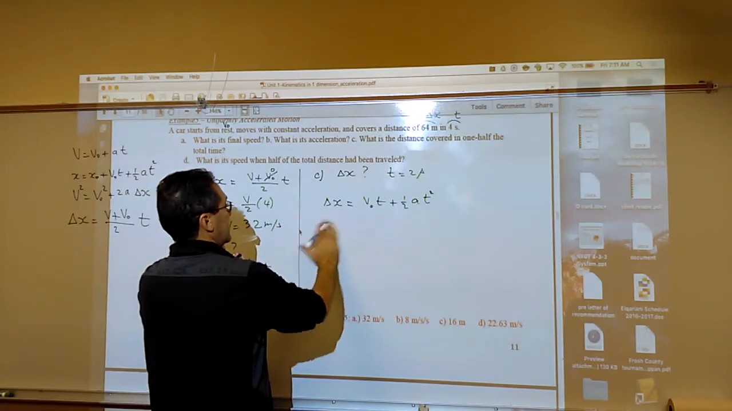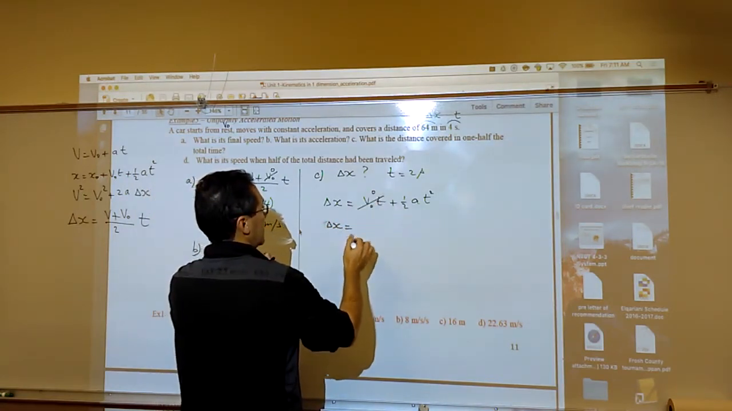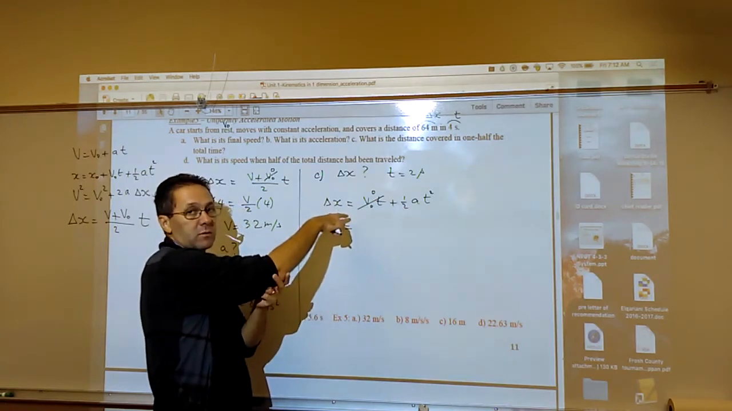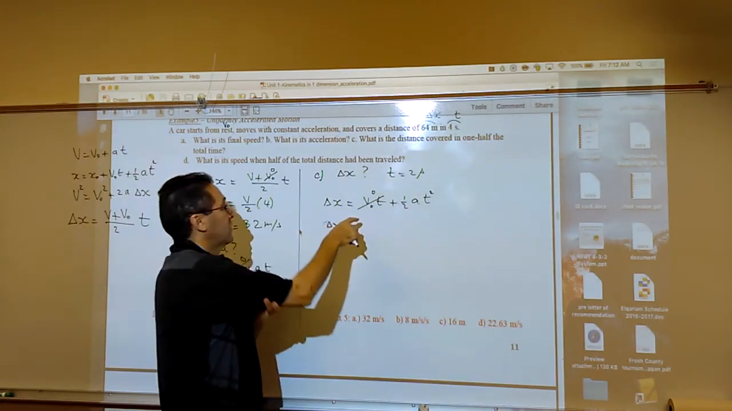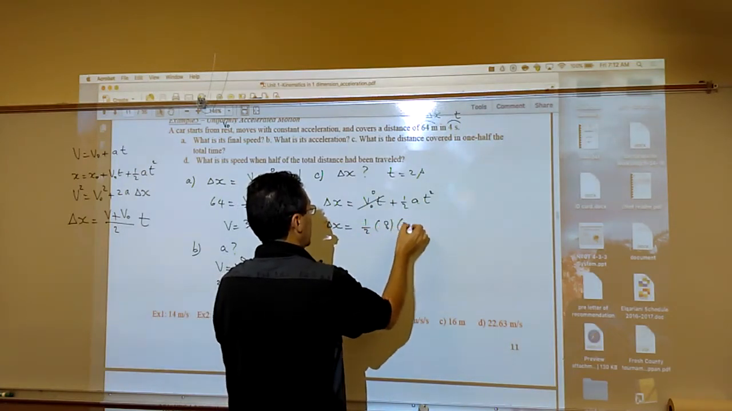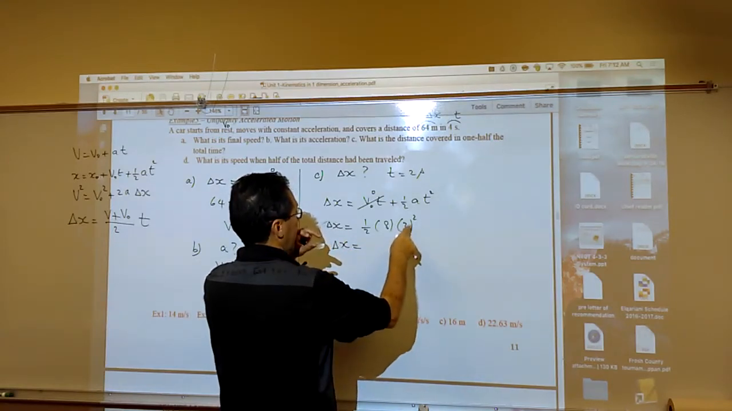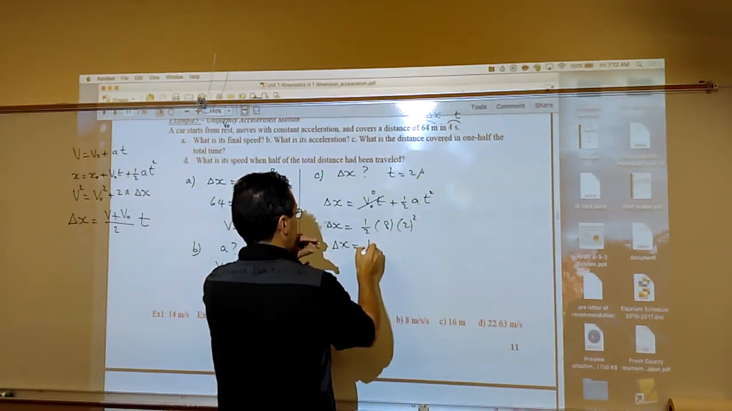We're looking for this delta x. This is gone because v0 is 0. Don't just get rid of the v0 and keep the t. I've seen that happen before. The whole term is 0. It's one half times 8 times 2 squared. So you would have traveled, what is that? That's 4 times 4, 16 meters.